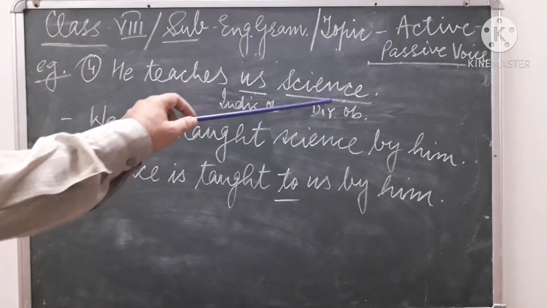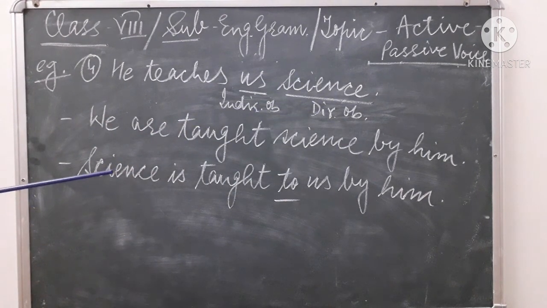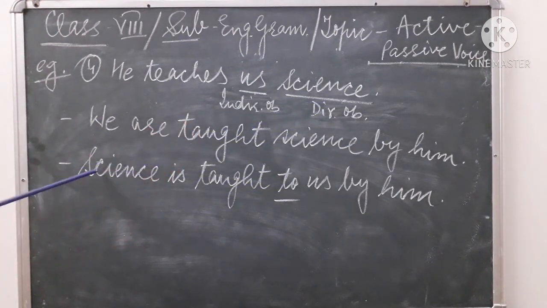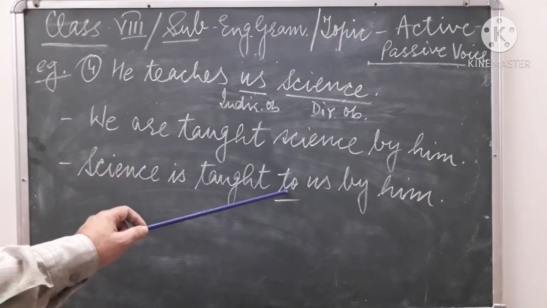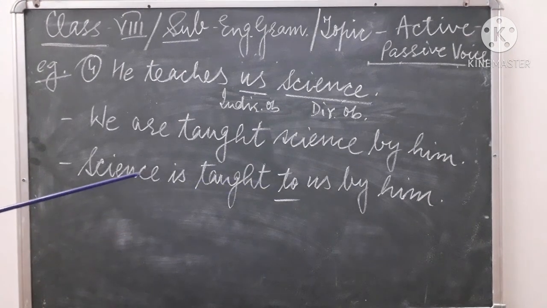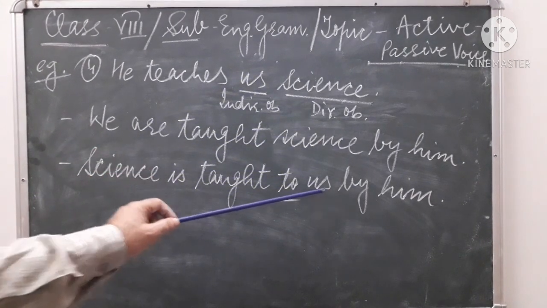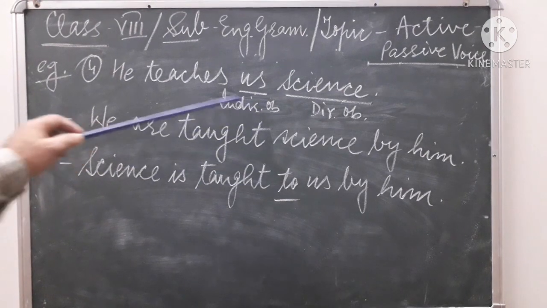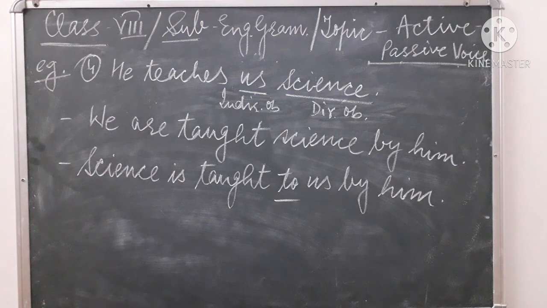Okay. And when we bring the direct object first, it is also correct. But let us see here, science. Now again, it is simple present. That is why is. We cannot use are here. We cannot use am here. So science is taught, third form, taught. But remember that here, whenever we use the direct object first in this sentence, it is essential to bring the preposition to. Science is taught to whom? Us. Science is taught to us by him. So please, it is very important. It is safe to use the indirect object first. Okay, indirect means for living beings.